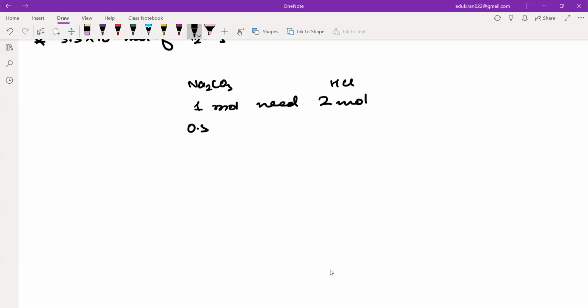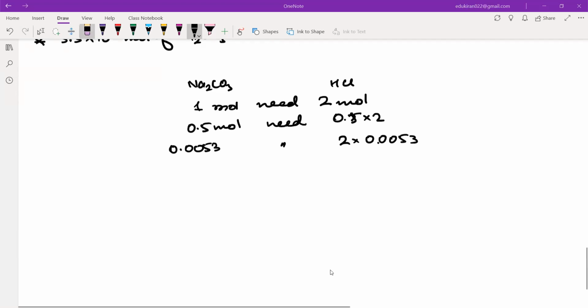If I say 0.5 mole of Na2CO3 needs how much? Tell me, how many moles of HCl? Into 2. That means 0.5 into 2. Right? Yes, sir. Okay. So similarly, if you have 0.0053, this will need 2 into 0.0053. Right? Okay, got it, sir. What about you, Casey? Yes, sir, I got it.